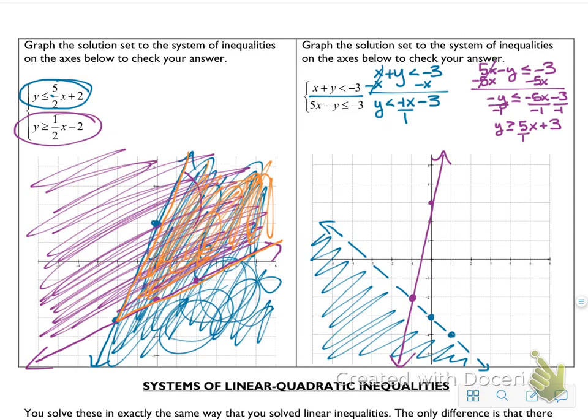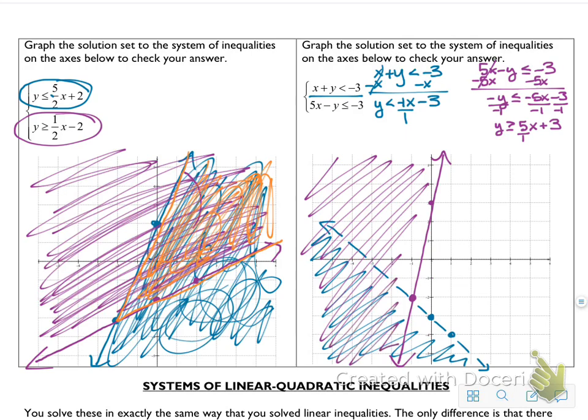And then which way are we shading? Well, it's greater than, so we're shading up. And then this area right here, all of this, the red emphasis, is our solution, because that's where it's crossing twice.